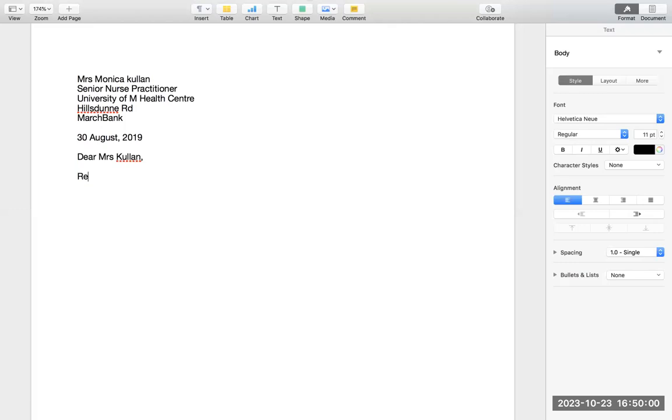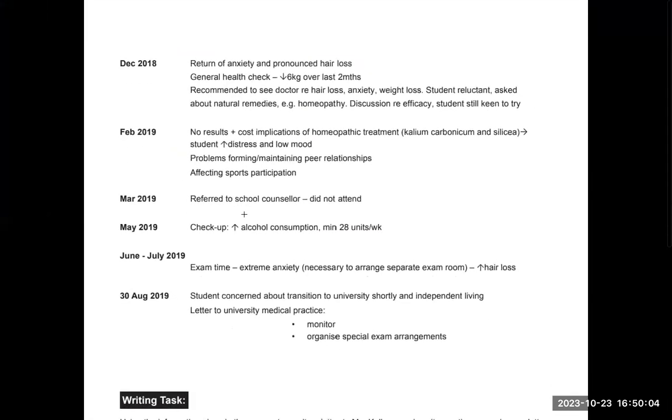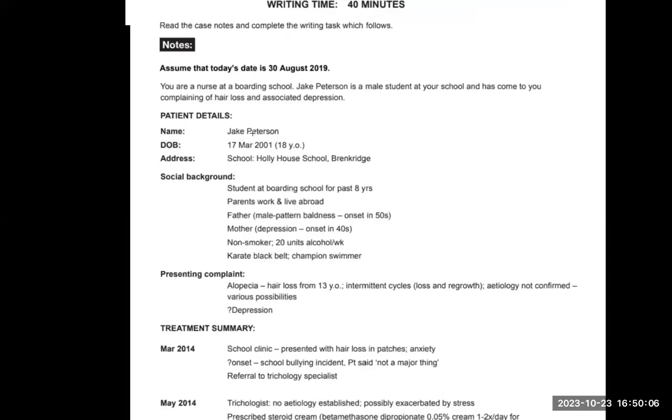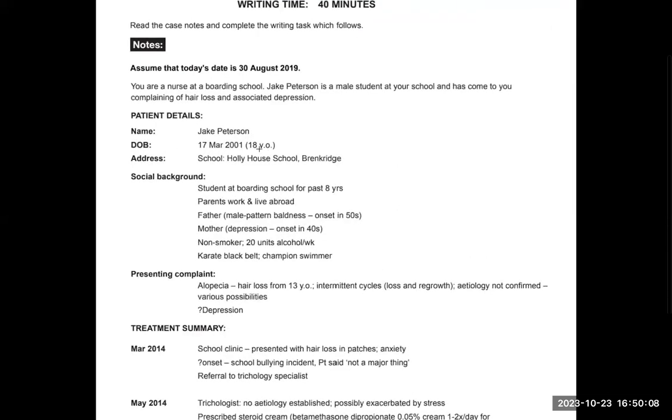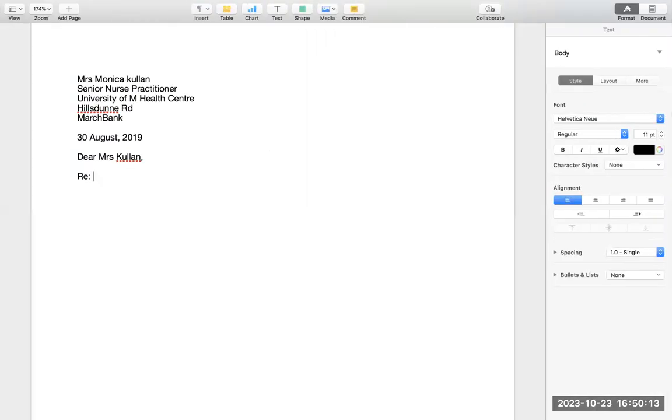Then you write the regarding line. I'm writing about this patient, so I need the patient's name. So I will write it from here. Jack Peterson, date of birth, 17, 18 years old. So Jack Peterson, 18-year-old. Mr. Jack Peterson. It is just on the edge line. If it would have been 16 or 17, I would have written otherwise, but I am taking him as 18. So that's it.